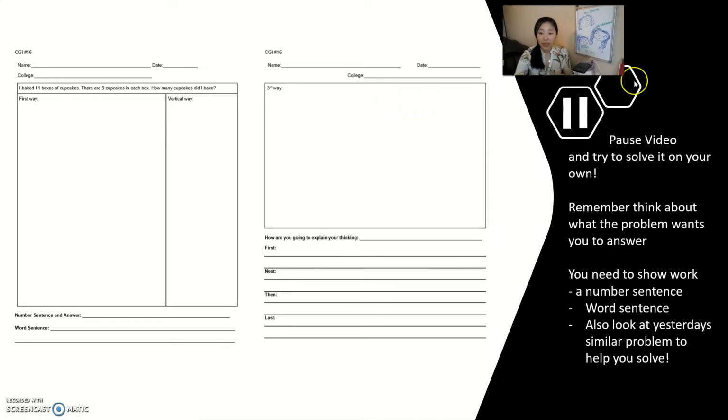Make sure that you have a word sentence and a number sentence on the bottom of the first page, and make sure you put your name on it. I know that we haven't been doing that recently because you're at home, but I still want you to practice putting your name, date, and class right on top, so that next year or when we get back, you're going to be doing it fluidly. If you did yesterday's, today's problem is very similar, so you can even go back and look at it. And now I want you to pause and get to work.